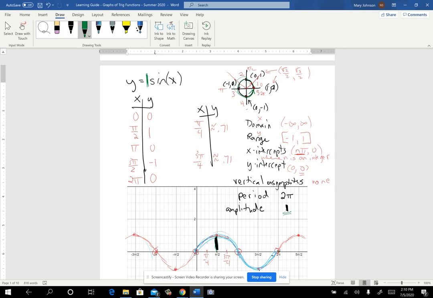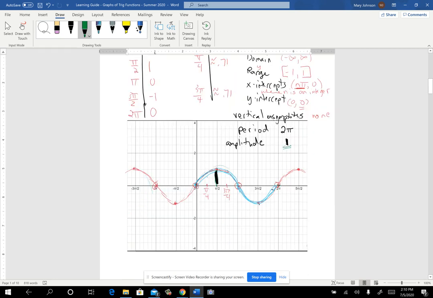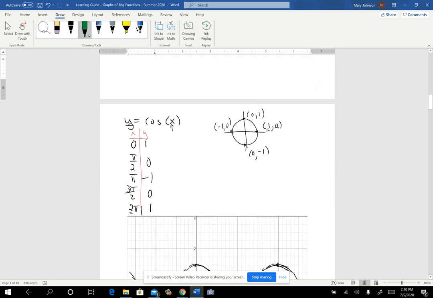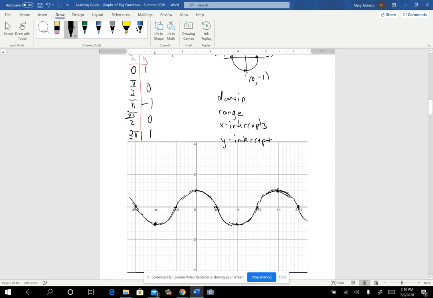All right, so let's go through this for the others. Let's think about that with cosine. So be thinking about it. Go ahead and write down what you think they are, and then we'll check and see. Domain and range, x-intercepts, y-intercept. There can only be one y-intercept. Okay, it wouldn't be a function if you had more than one. And then let's do those extra words. Let's talk about the period and the amplitude.